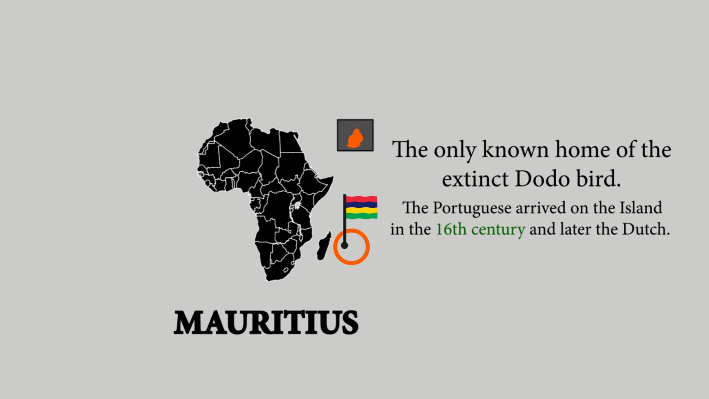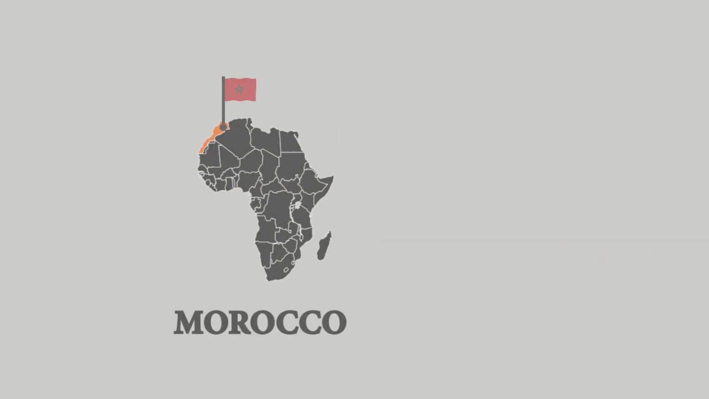It was the Dutch that established a settlement and named the island after Prince Maurice of Nassau, a member of the House of Nassau.